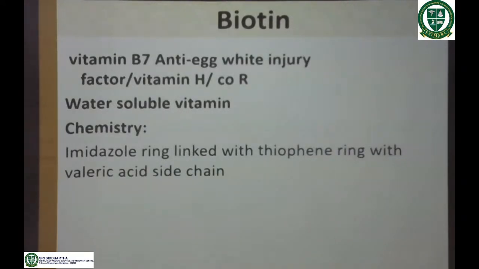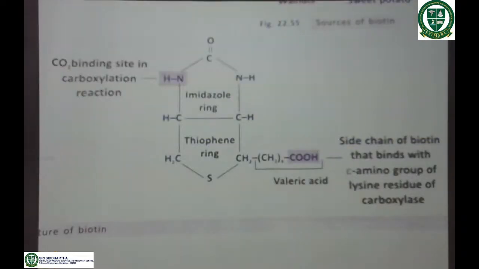Coming to chemistry, it consists of a two-ring structure, that is an imidazole ring and a thiophene ring, with a side chain of valeric acid. So this is the structure of biotin. It consists of two rings. The first ring is the imidazole ring. The second ring attached to the imidazole ring is the thiophene ring, and you can see the side chain attached to the thiophene ring ends in the carboxylic group. So this is the valeric acid which is attached to the thiophene ring.